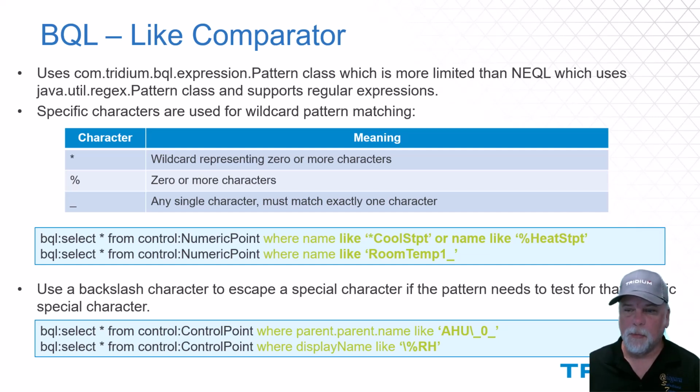So looking for numeric points, the predicate says where name like, and then in single quotes, asterisk cool STPT. That's saying the numeric point can be named just cool STPT, because the asterisk means 0 or more characters. So that pattern would match on just cool STPT, or it would match on any numeric point where the name ended in cool STPT.